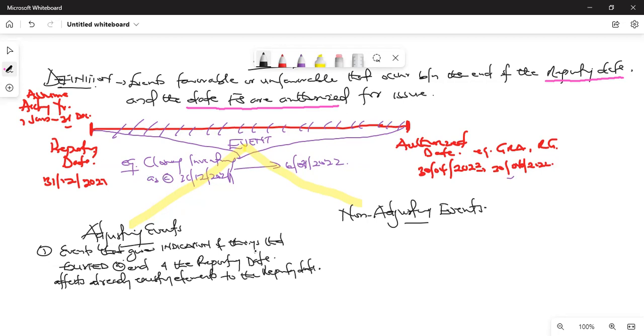So we are talking about the events after the reporting date that provide, you can also call it, additional evidence. So the event provides additional evidence. It's not a new evidence, it's additional evidence of something that existed at the reporting date.